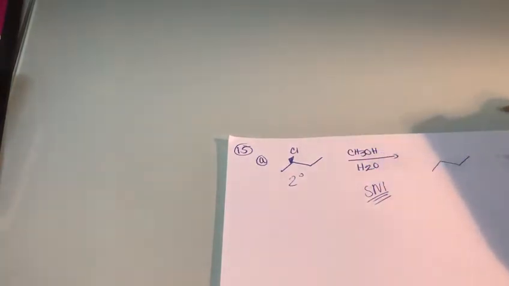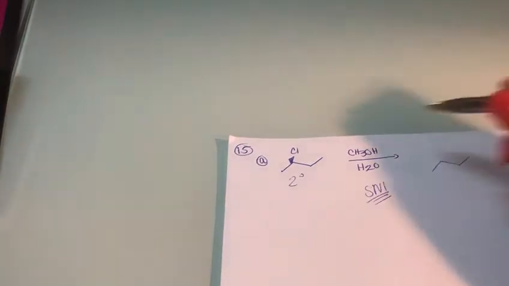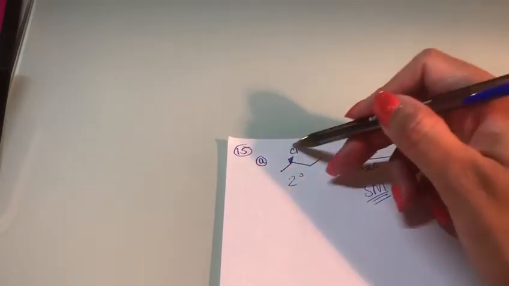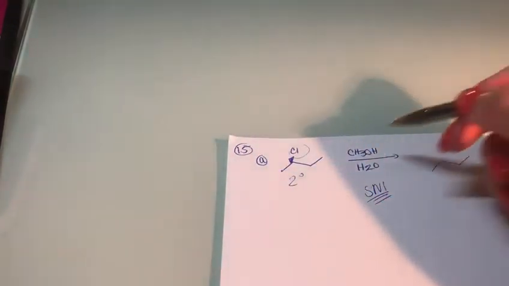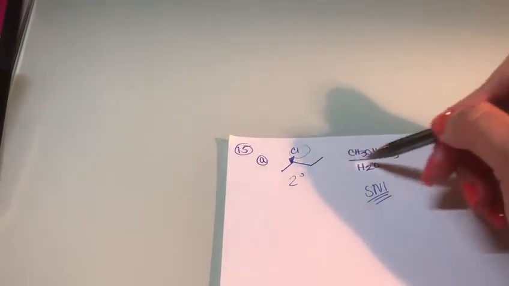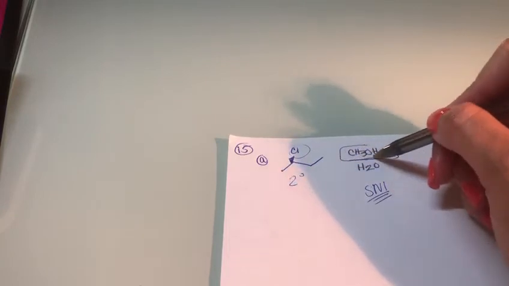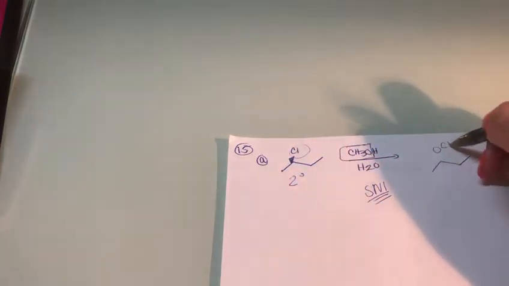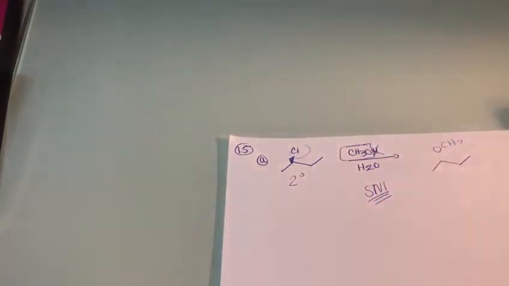Okay, so it's a nucleophilic substitution reaction. So what you want to do is replace the leaving group, the Cl, with the nucleophile. In the case of the alcohol, when using the alcohol as the nucleophile, you will put just the OCH3 without this hydrogen. When you go over the reaction mechanism, you will see why that hydrogen is not included.